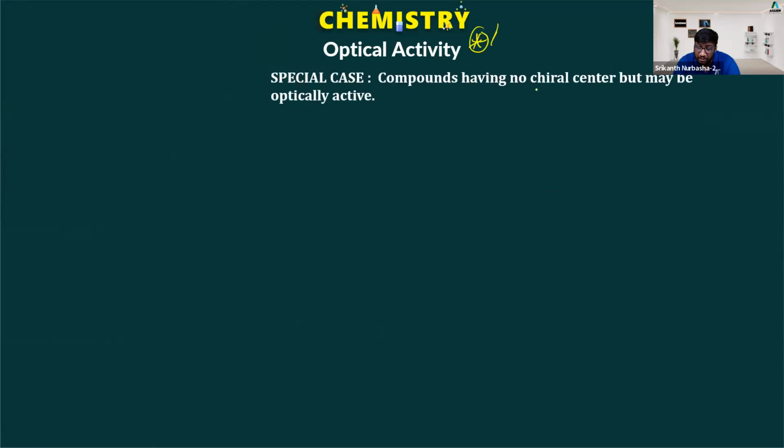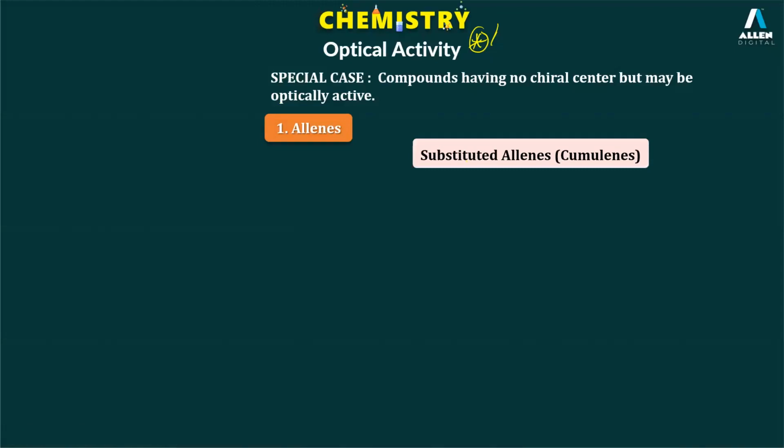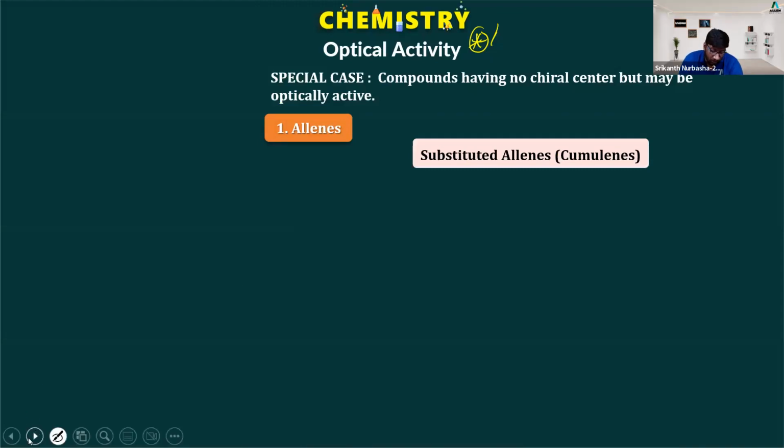Optical activity: compounds having no chiral center but may be optically active. What are the examples I have given here? Allenes and biphenyls. Very good. The first one is allenes. Substituted allenes or cumulenes are going to be optically active in nature.